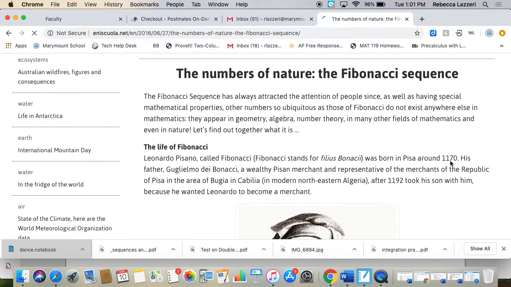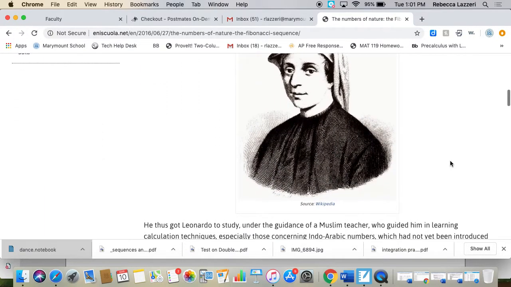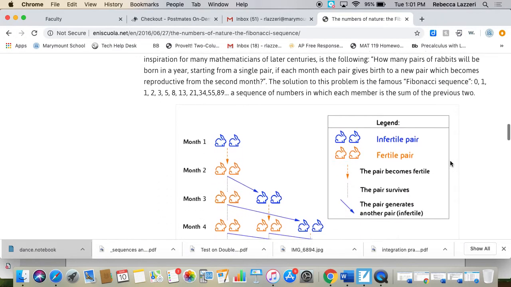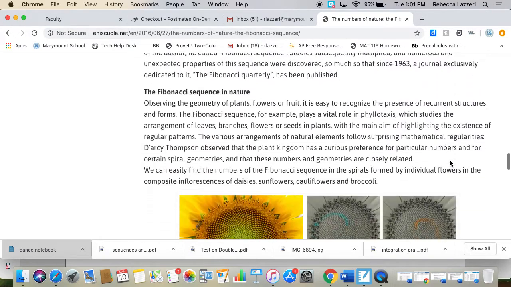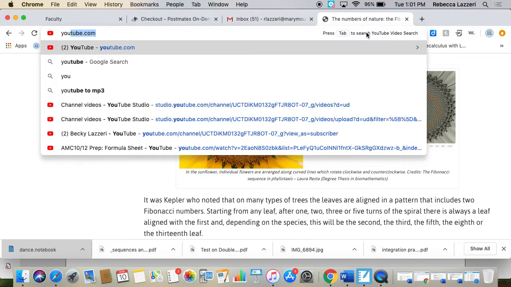So here's Fibonacci. He lived in the 1100s. Actually, no, he looked small. Let's go ahead and do this. Kepler. Let's see.